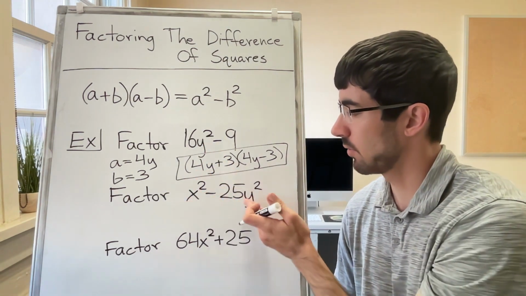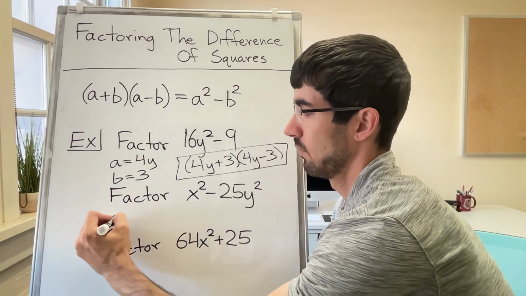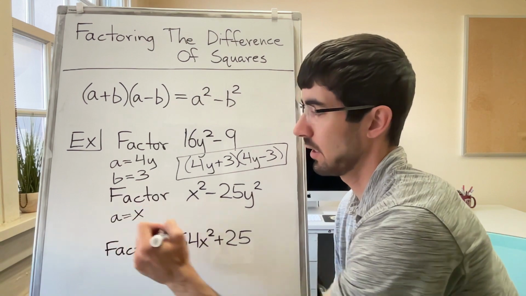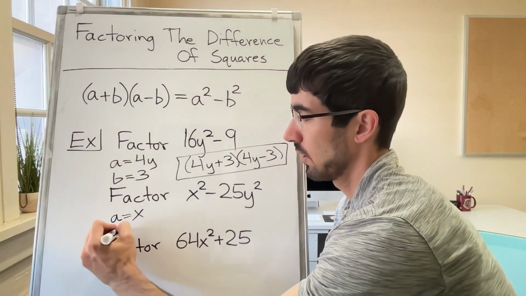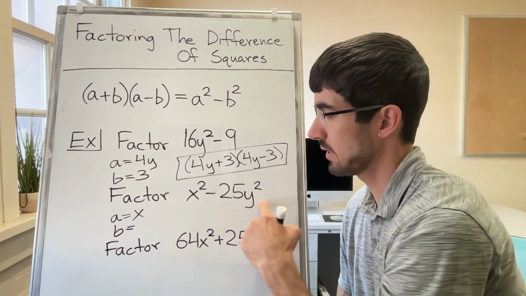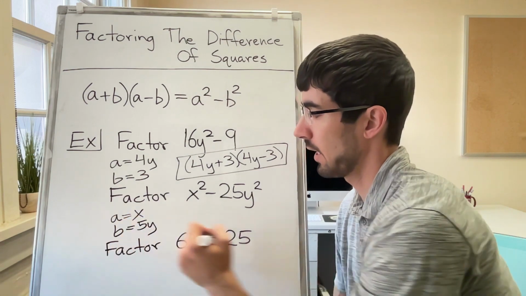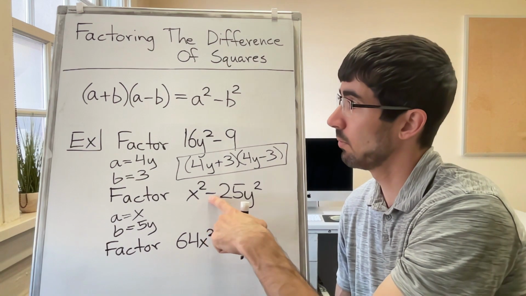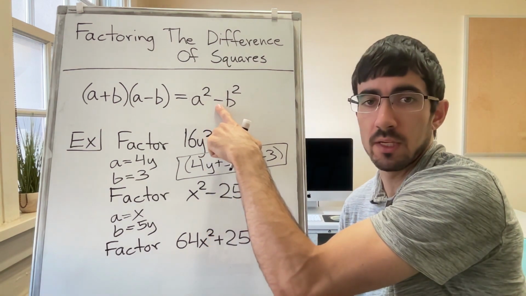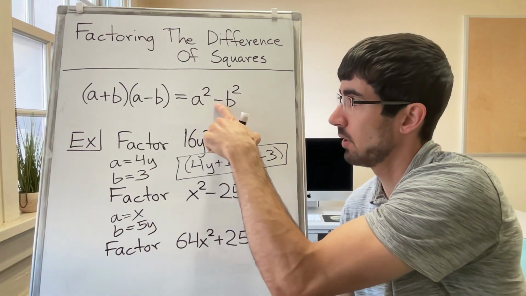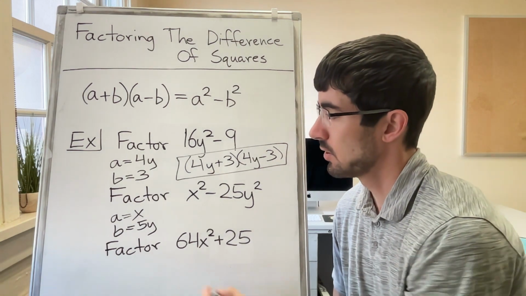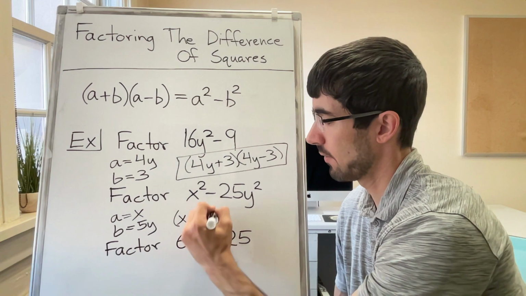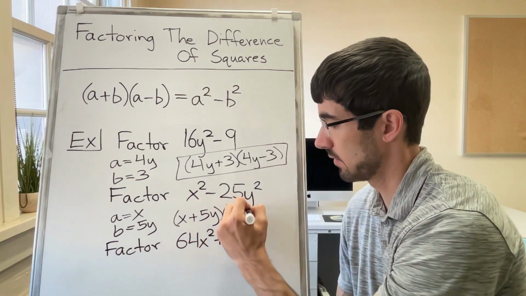Second, factor x squared minus 25y squared. Well, those are both perfect squares. The square root of x squared is x. The square root of 25y squared is 5y. I'm not going to worry about a negative sign when I'm taking this square root because the negative sign, or the subtraction, is built into this formula. So we say the factors are x plus 5y, x minus 5y.